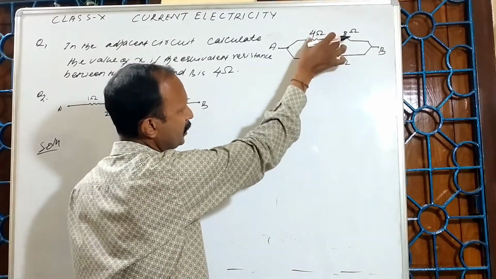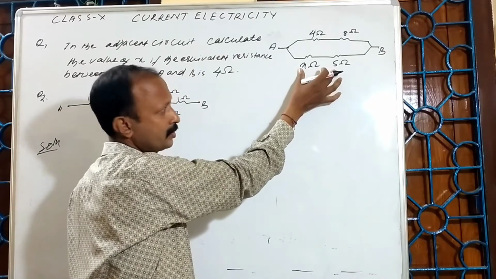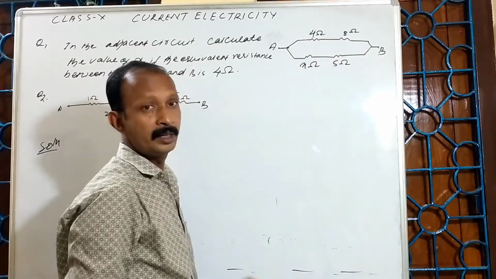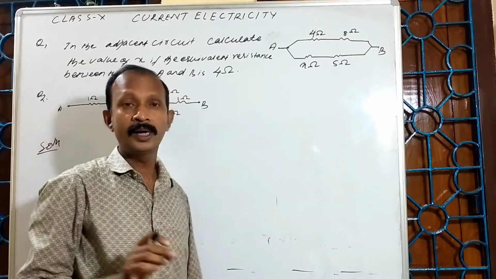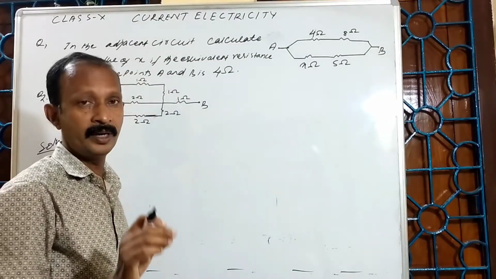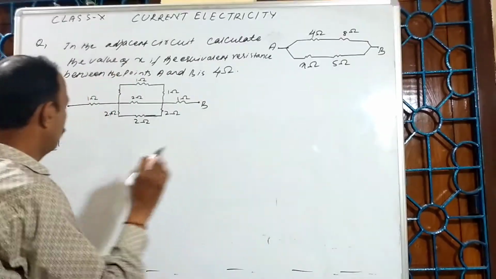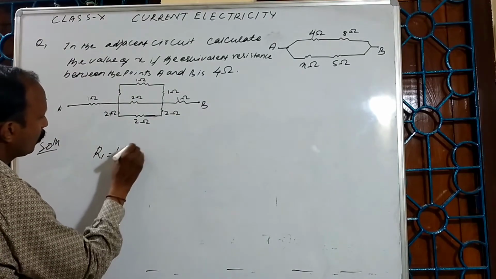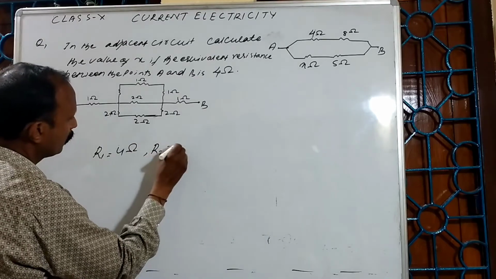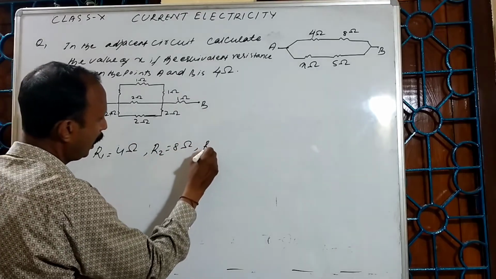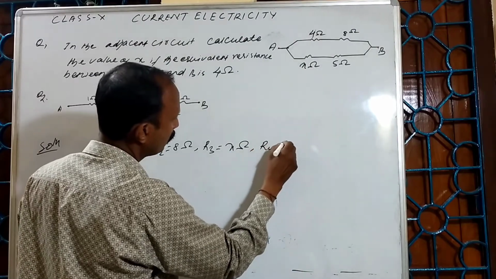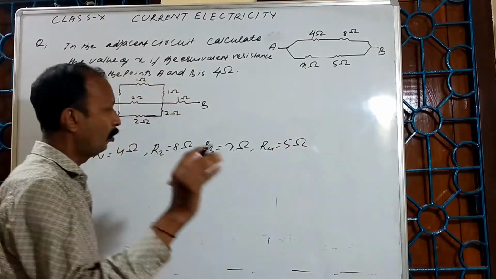These two are in series, these two are also in series. These results, both are connected in parallel, and the equivalent resistance is already given as 4 ohm. So let us start. R1 I am taking, this is 4 ohm. R2 is equal to 8 ohm. R3 is equal to X ohm. R4 is equal to 5 ohm.